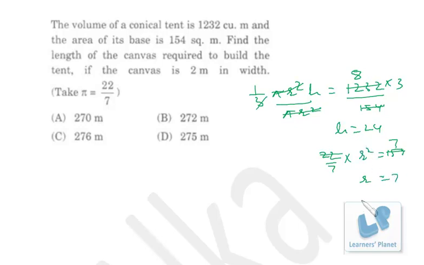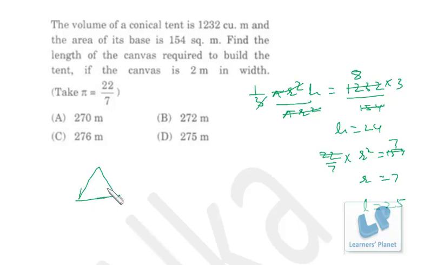Now r is 7, h is 24, that means the slant height L will be 25 because 7, 24 and 25 are Pythagorean triplets, right? Now we got all the dimensions. And see, conical tent, this is the shape, right? So the amount of cloth, that is the canvas, is nothing but the curved surface area of this cone, right?